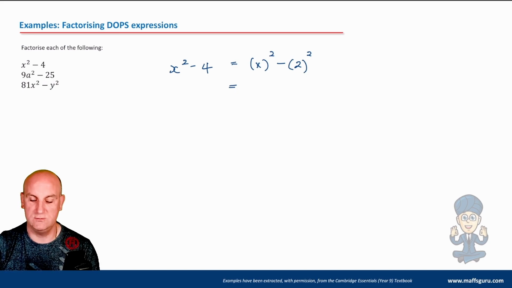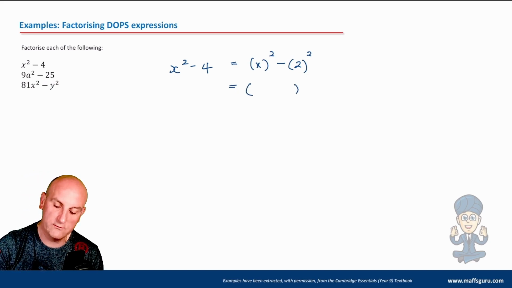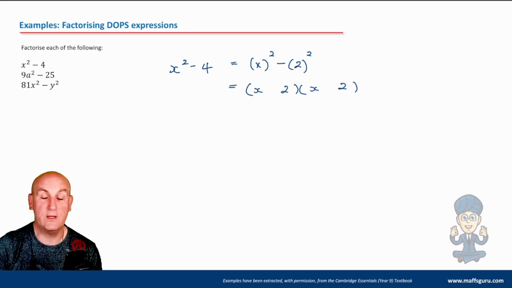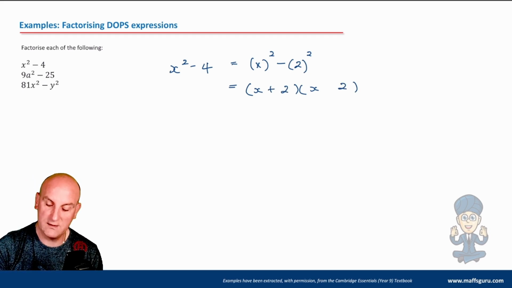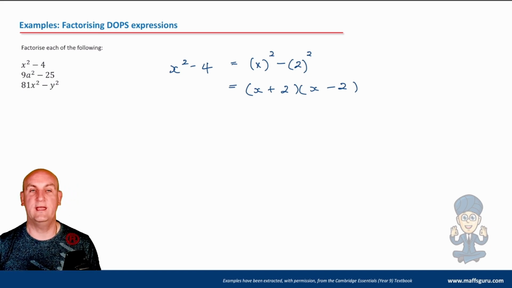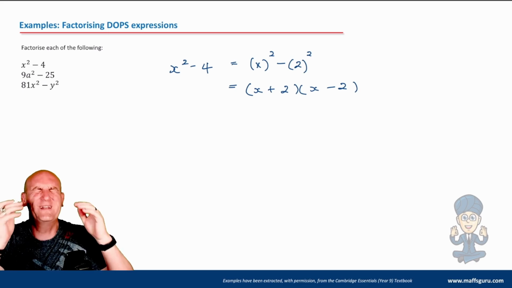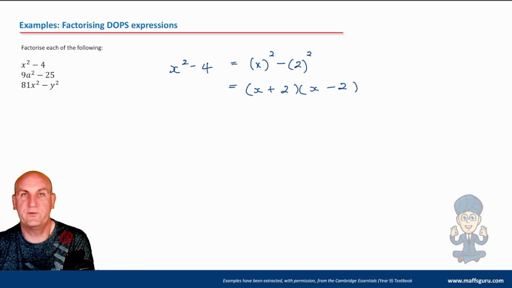And now I can use that little shortcut that we learned a moment ago, that says, when it's in this way, this letter here goes at the start of my set of brackets. So I can now write the x at the start of the brackets. I can write that 2 at the end of a set of brackets. And what goes in between them? Absolutely, one becomes a plus and one becomes a minus. And ka-ching, I have just factorized a DOPS expression. Oh my goodness, this stuff is amazing. All right, so that was the first one.